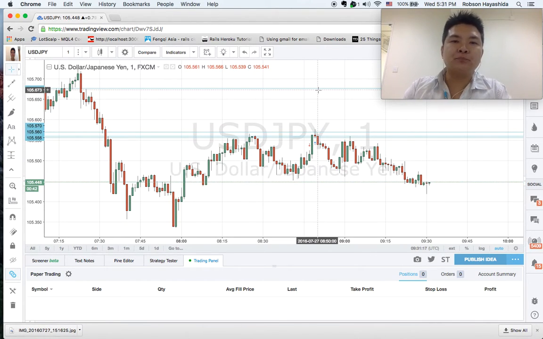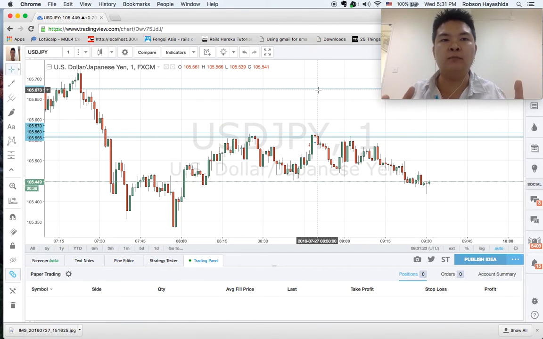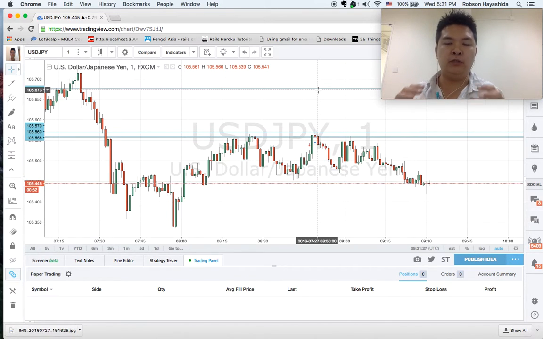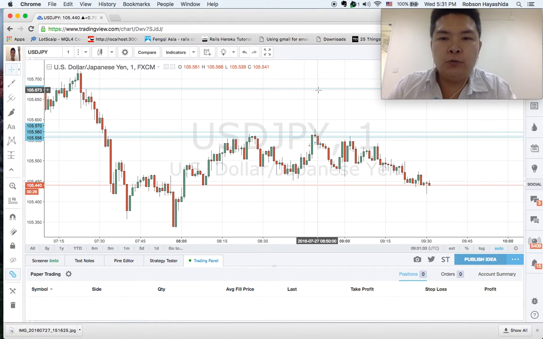Once again, it could be any color. The color that we are using is the default color that's provided by this website, tradingview.com. But in your platform, you can easily change that. You can change the colors to the color you want to use. So it's totally up to you.